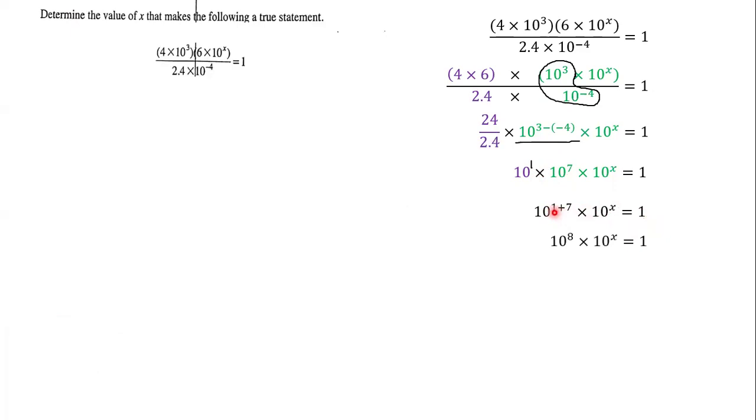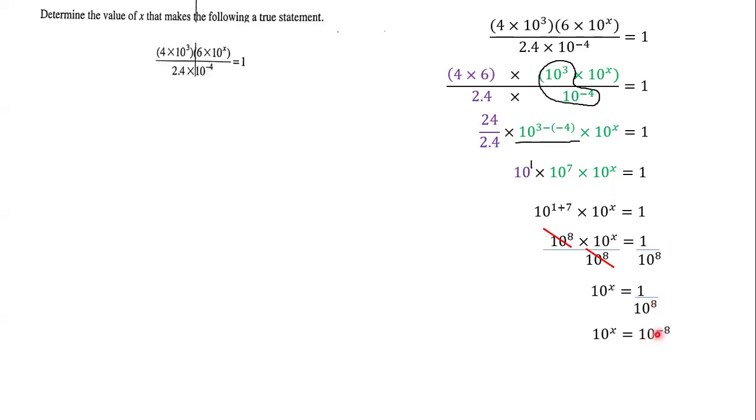Next, we add 1 plus 7 is 8. All right. So we have 10 raised to the power of 8 multiplied by 10 raised to the power of x, which is equal to 1. Next, we divide both sides of this equation by 10 to the power of 8 because we need to ensure that x is by itself. So we're trying to isolate x. So we cancel this 10 to the 8 with that 10 to the 8. And so we are left with 10 to the power of x is equal to 1 divided by 10 to the power of 8.